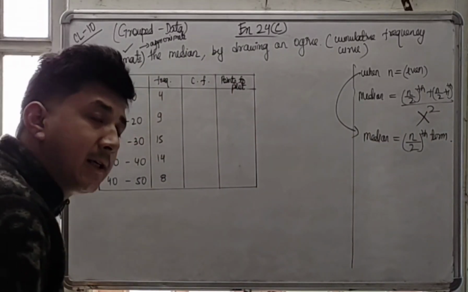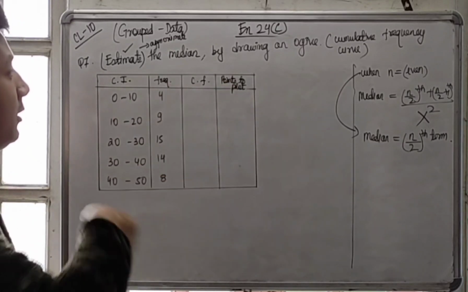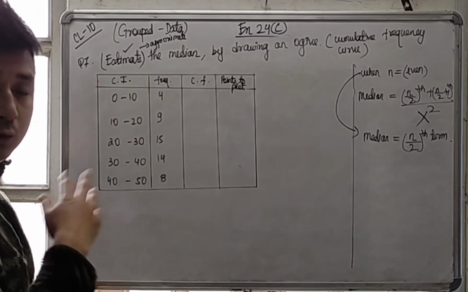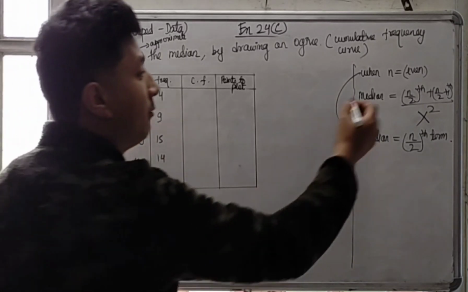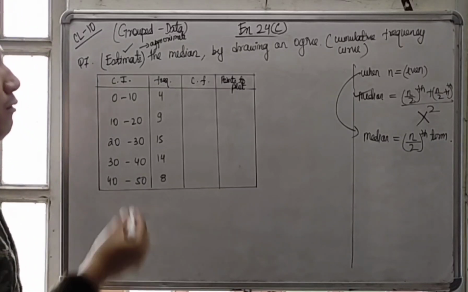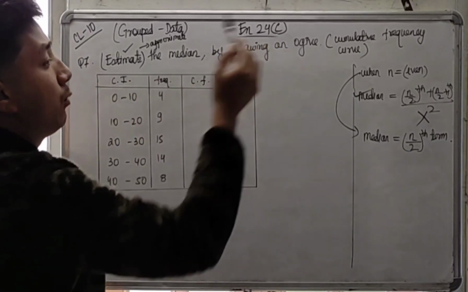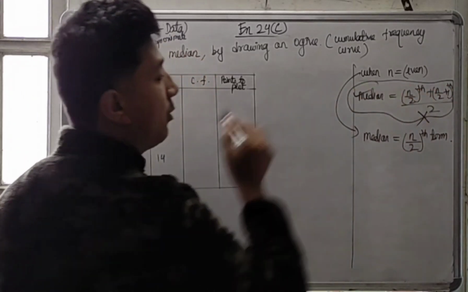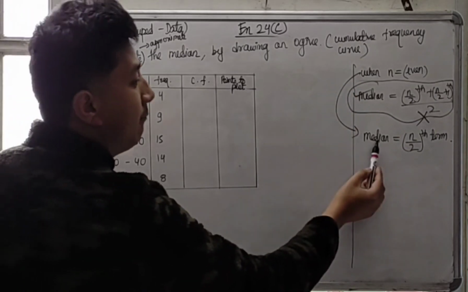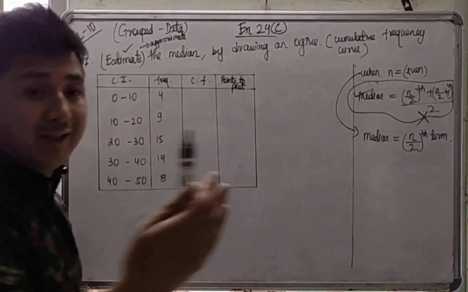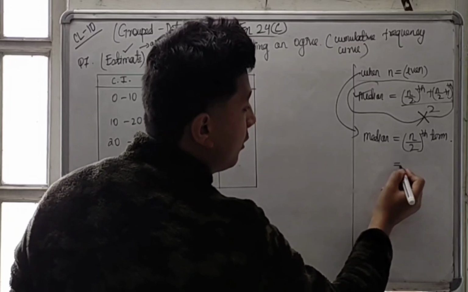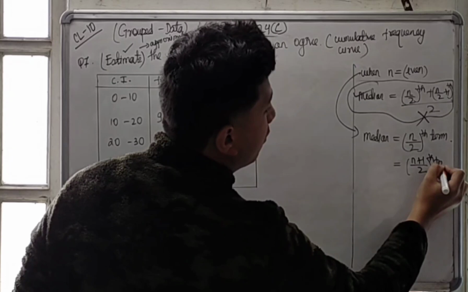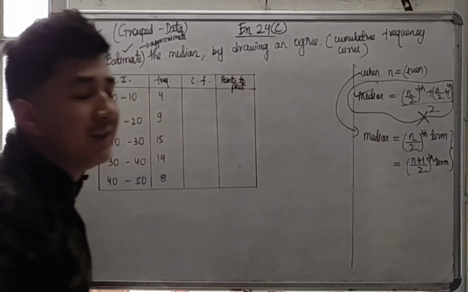For raw data, for normal table calculation, when a distribution table is given to you and there's no word like ogive, you will use this formula, no problem. But the moment you see the question 'find the median by drawing an ogive', you will not be able to use this formula. Am I clear with this or not, boys? There, please use median equals n by 2th term when it is even, and when it is odd, the formula is the same, (n plus 1) divided by 2th term. Only there is a change when n is even.